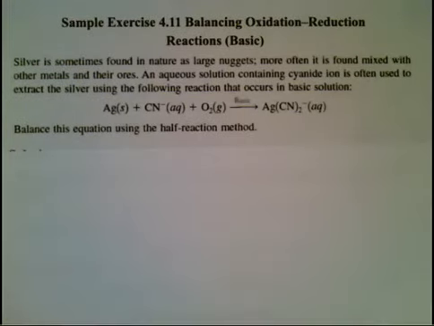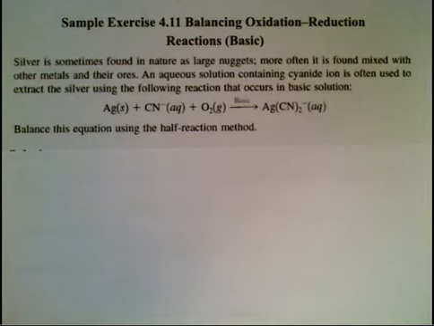Alright, AP, this is sample exercise 4.11. We are balancing oxidation reduction reactions, but in a basic situation. Silver is sometimes found in nature as large nuggets. More often, it is found mixed with other metals and their ores.